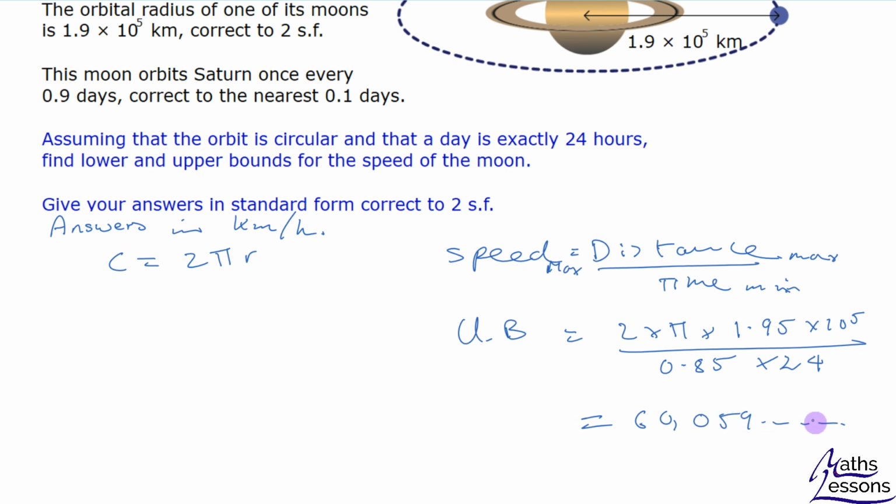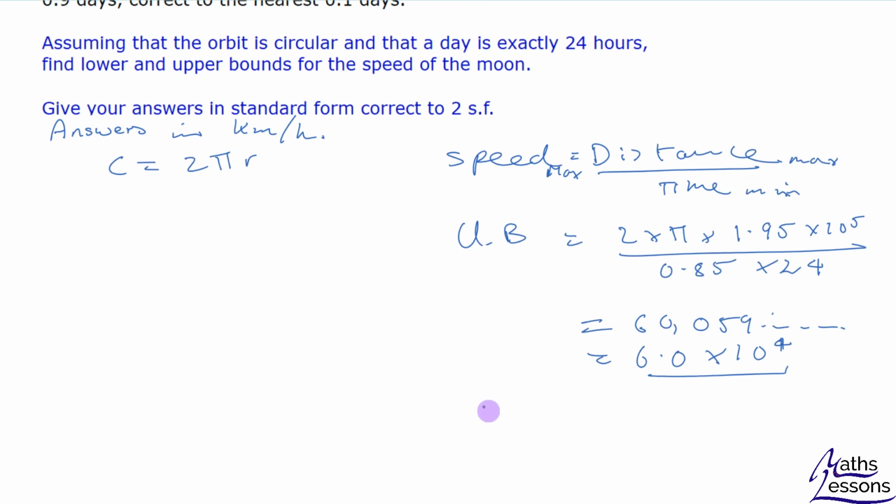And so on. But we only need to give it in standard form correct to 2SF. Correct to 2SF, this is going to be 6.0. We move the decimal place 1, 2, 3, 4. So that's times 10 to the power of 4. Do the lower bound similarly.